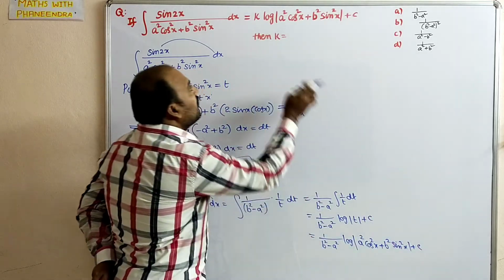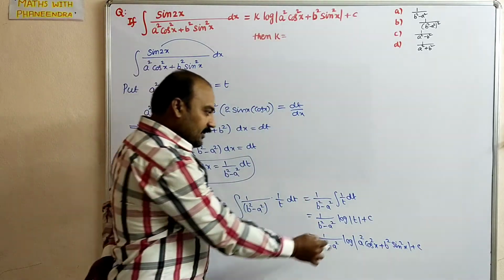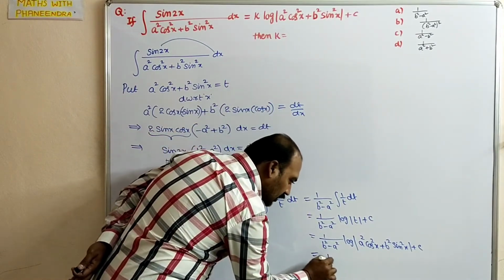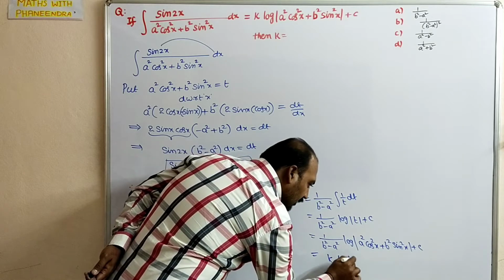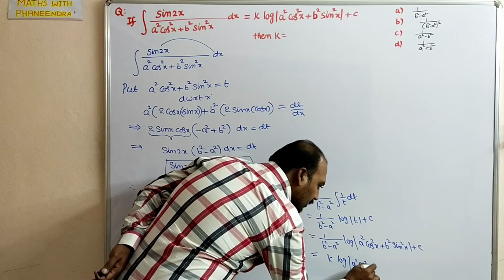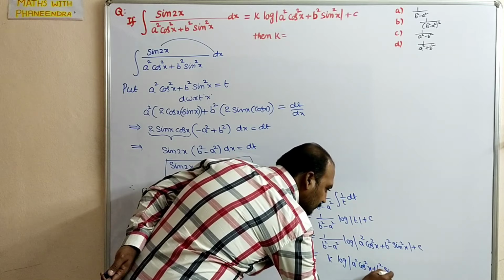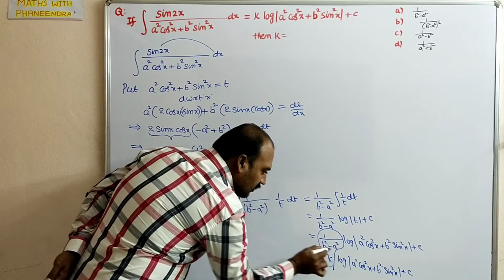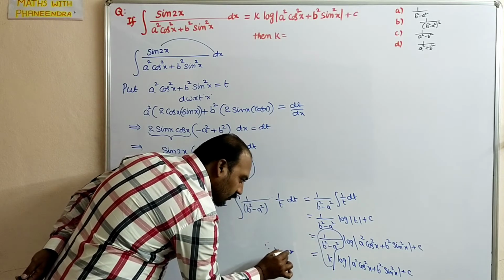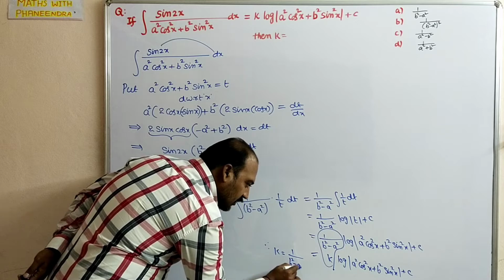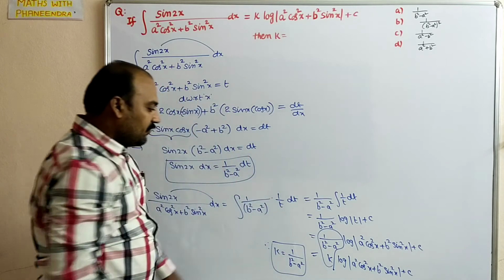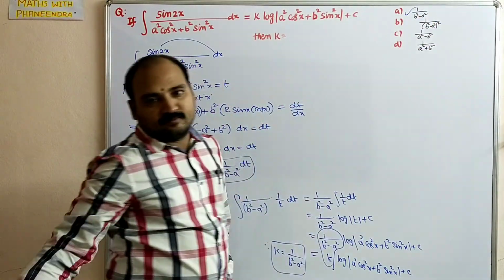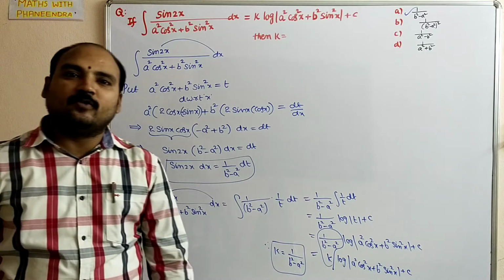Now this value you have to compare with k into log mod a square cos square x plus b square sin square x plus c. So k into log of a square cos square x plus b square sin square x plus c. By comparing these, k equals 1 by b square minus a square. We conclude that the value of k is 1 by b square minus a square. It is there in the first option, clearly. We will move to the next question.